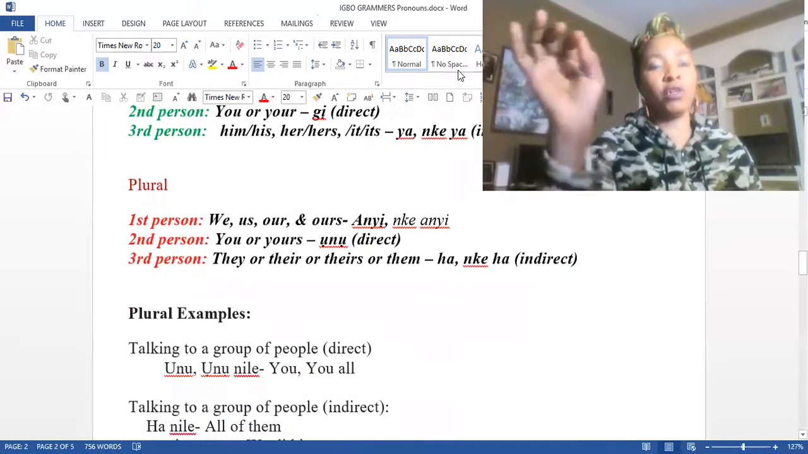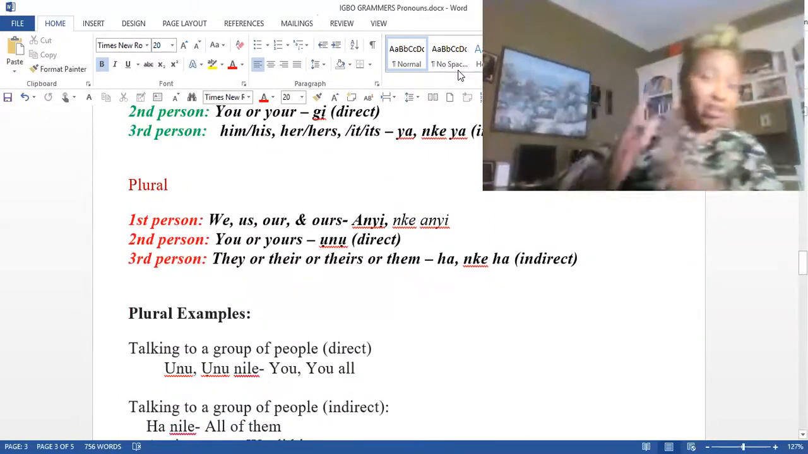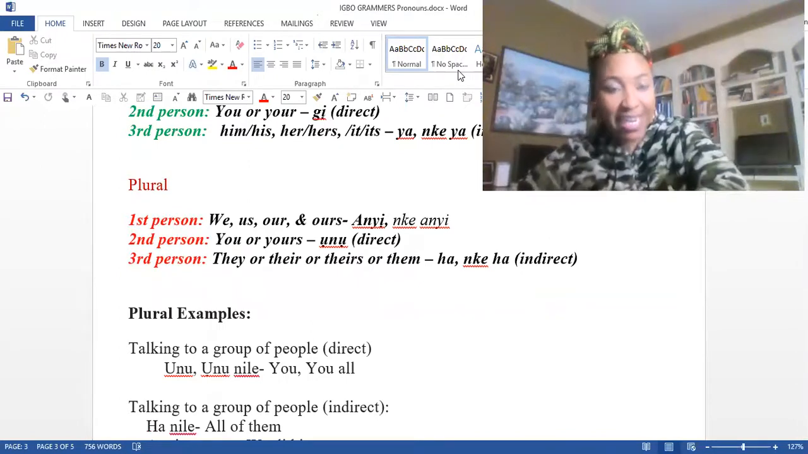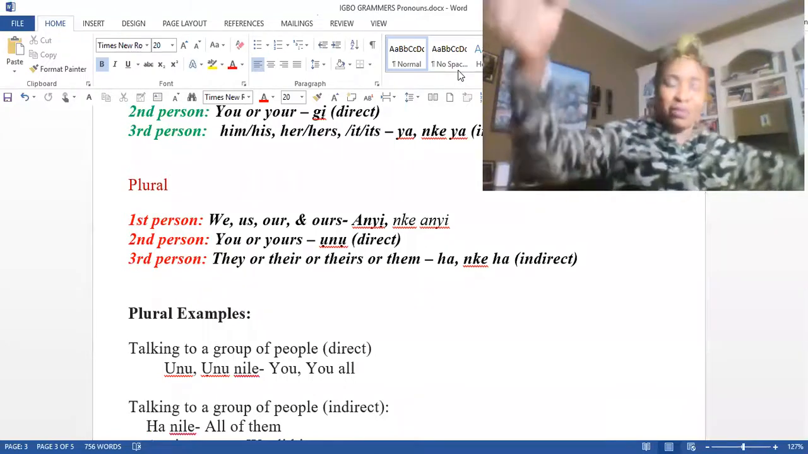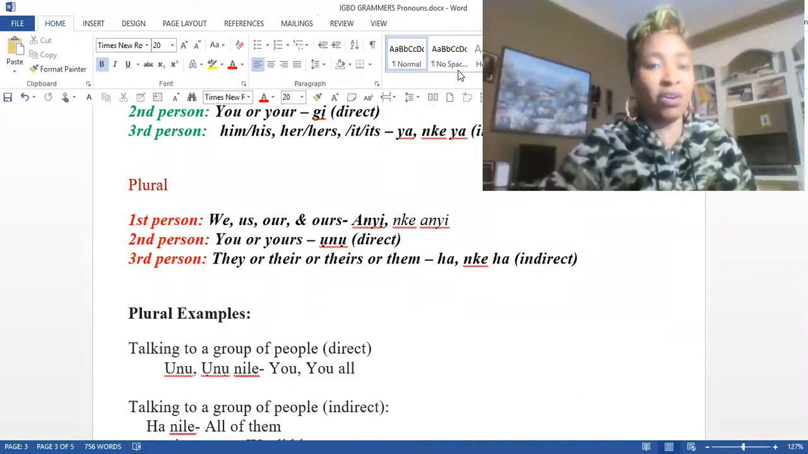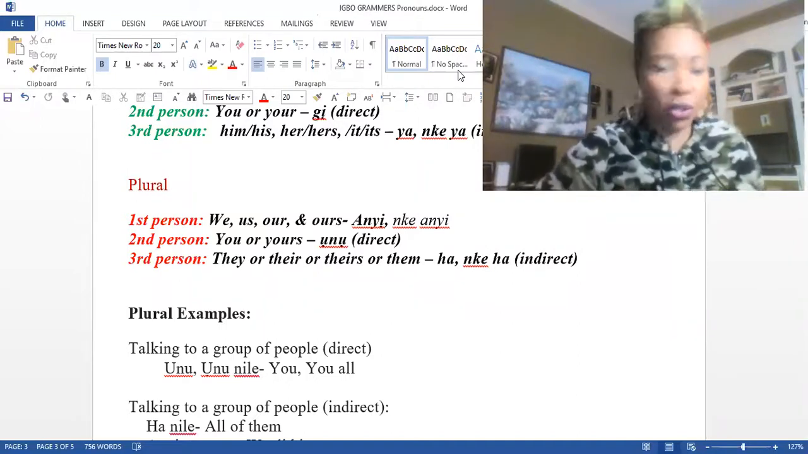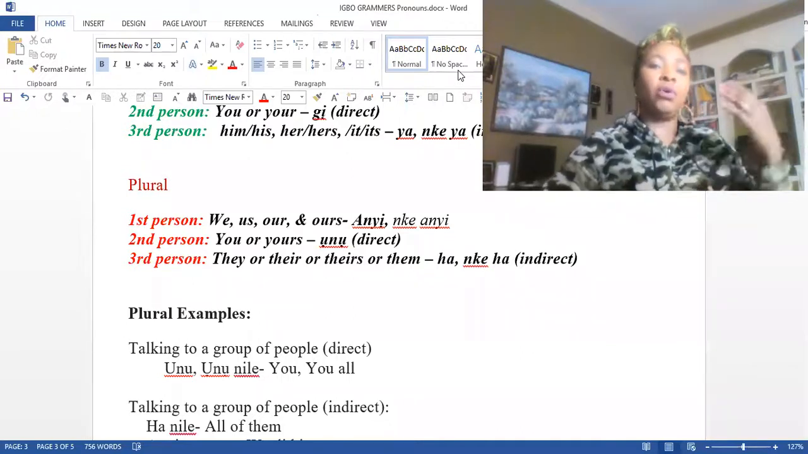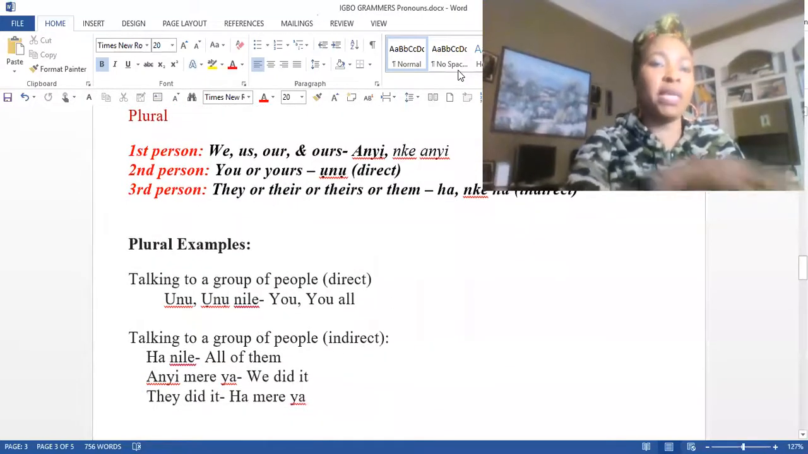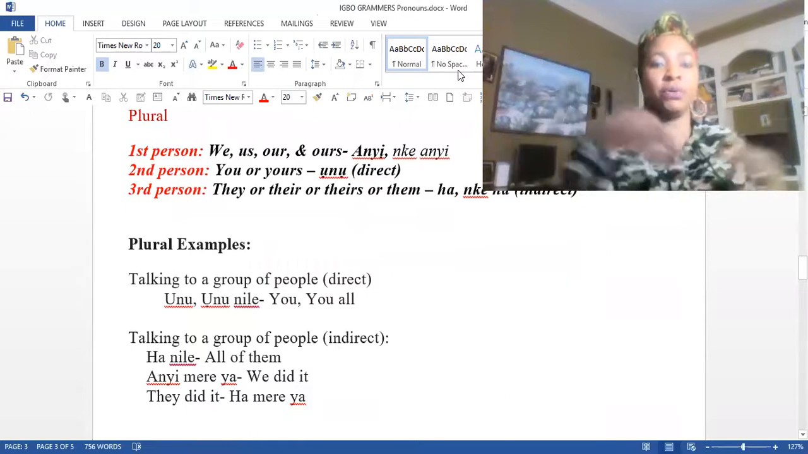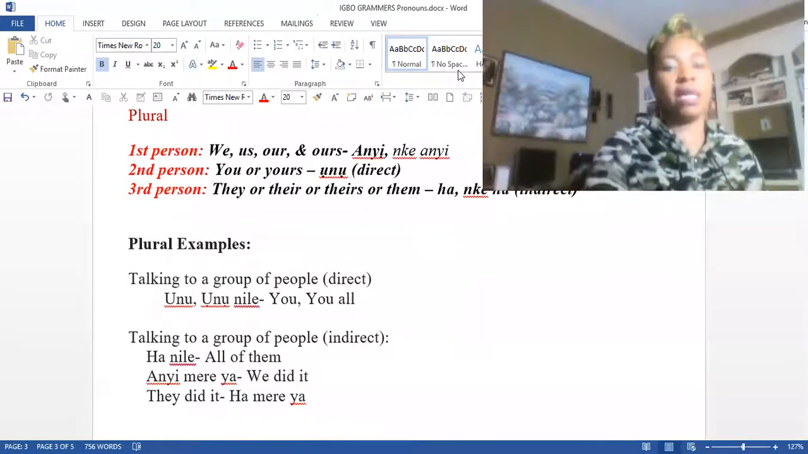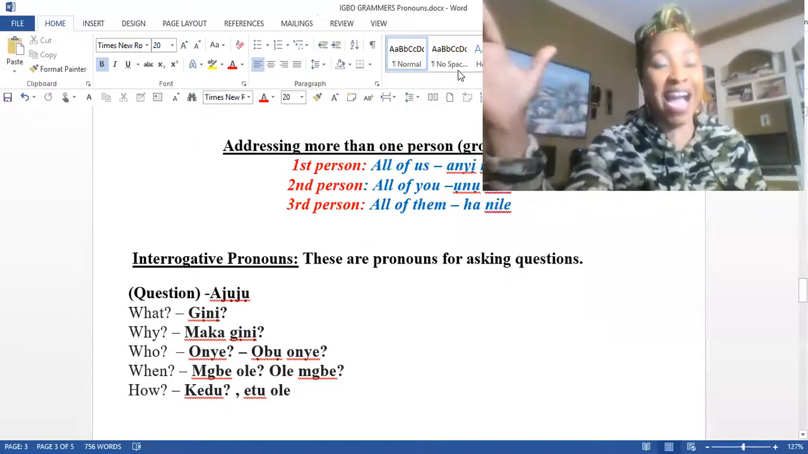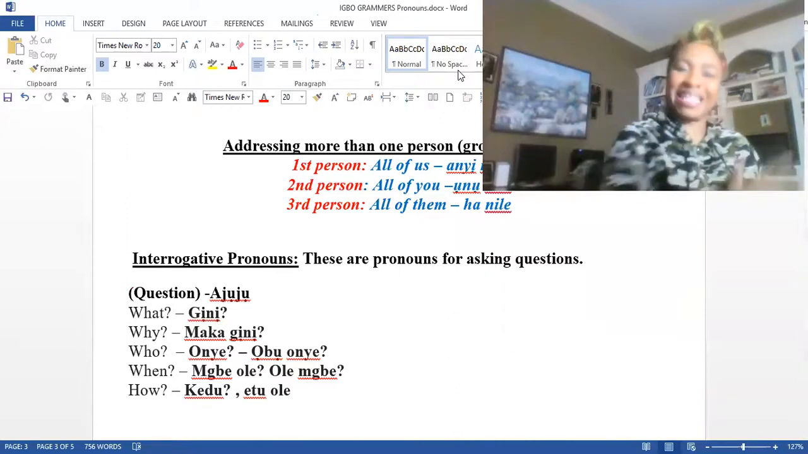And you have access to the lesson because I recorded it for you. Once you go over the lesson again, don't just limit it to what you went through in the class. Go to the lesson, listen to it again, and then read your notes. If you have a question, you can ask questions, and that's how you learn. Like the plural form, the way I put it here is talking to a group of people, direct, you, onunile. So these are all the things that I already said, but I just put them down to help you.